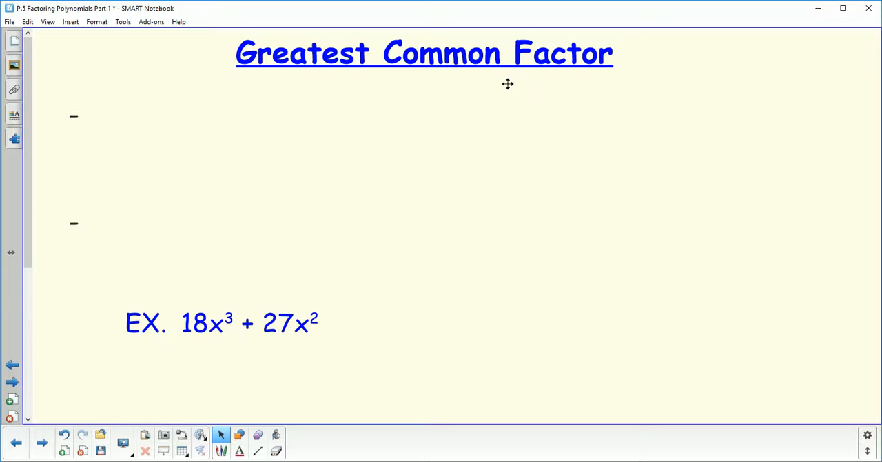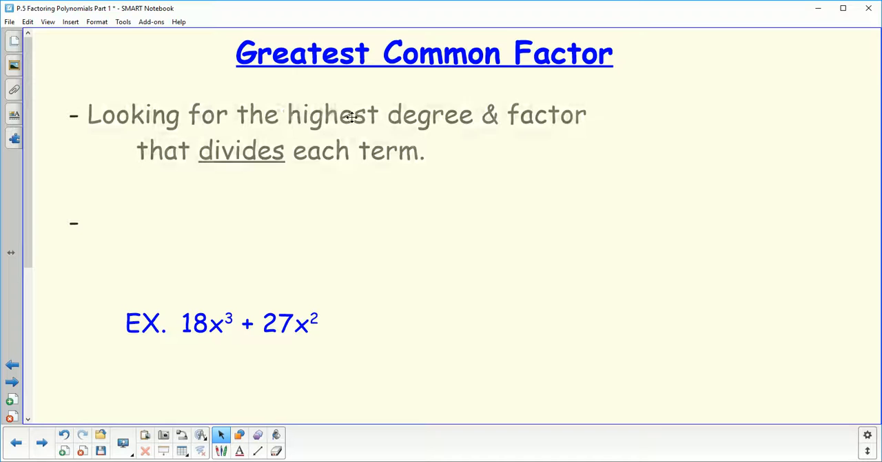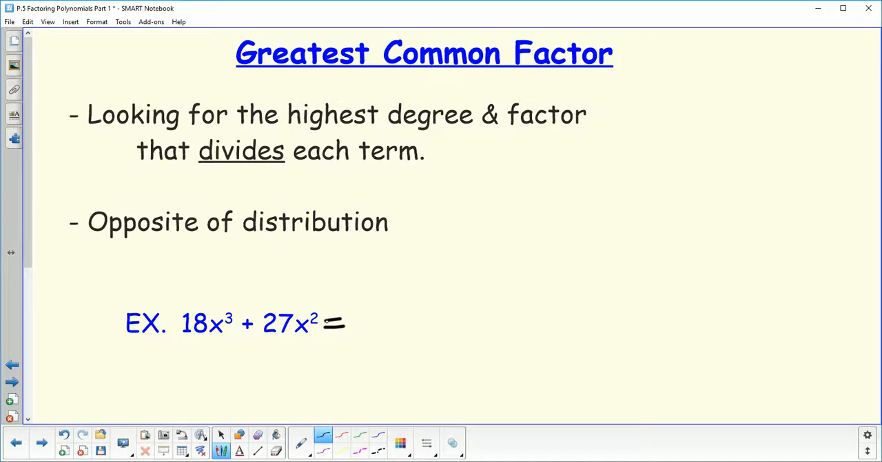So greatest common factor, what you're going to do here, and we've already basically done this, we just haven't identified the terms, is you're looking for the highest degree of your exponent and factor of the coefficient that divides each term. So we want the greatest common factor, remember. And this is the opposite of distribution, so basically you're going to divide. Now I look at 18 and 27, and I know that they are both divisible by 9, and 9 is the largest value they're both divisible by.